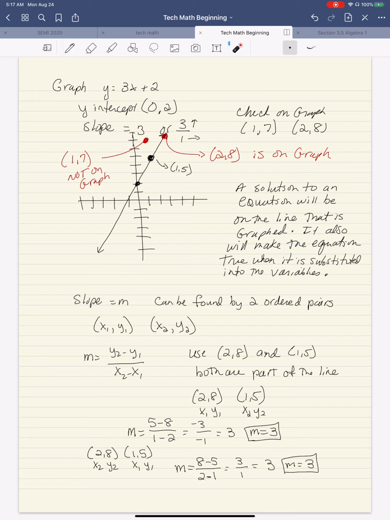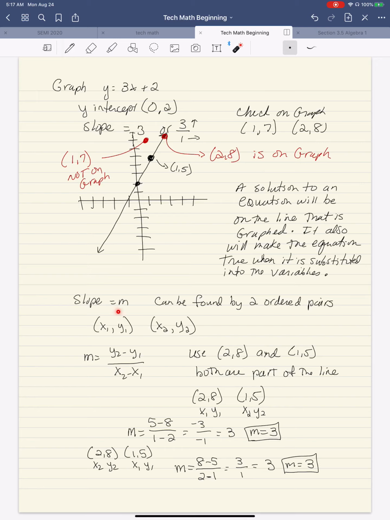So in order for something to be a solution graphically, it has to be on the graph itself. So a solution to an equation will be on the line that is graphed. It also will make the equation true when it's substituted into the variable. So graphing is a little tedious, so it's easier to do it mathematically. You just need to plug it in.